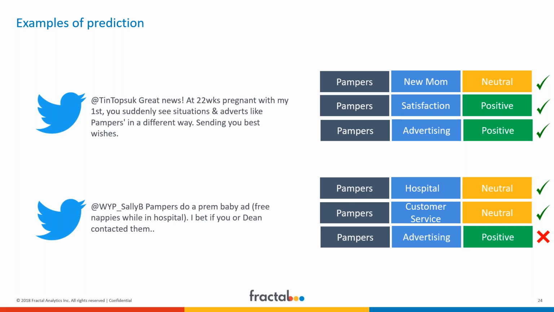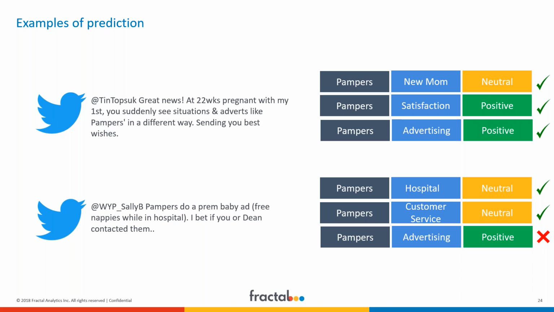Similarly, now let's look at the second tweet, which is: Pampers do a Prem baby ad, which is for premature baby. So free nappies while in hospital. I bet if you or Dean contacted them. For this particular tweet, the algorithm gave the following results: the brand mentioned is Pampers, along with three attributes. One is hospital, one is customer service, and one is advertising. The sentiment around hospital and customer service is neutral, while the sentiment around advertising is positive.